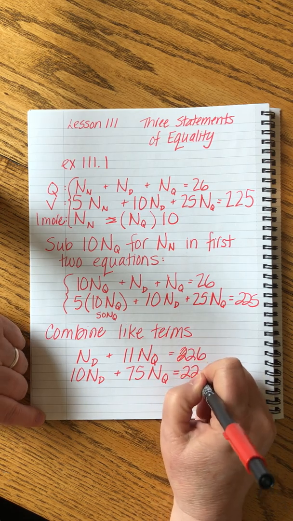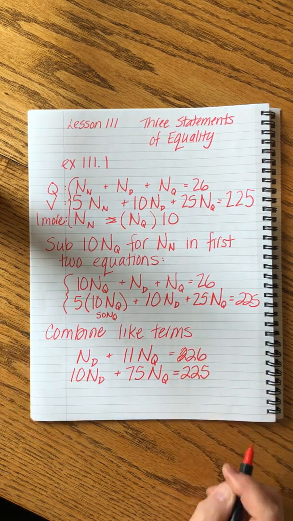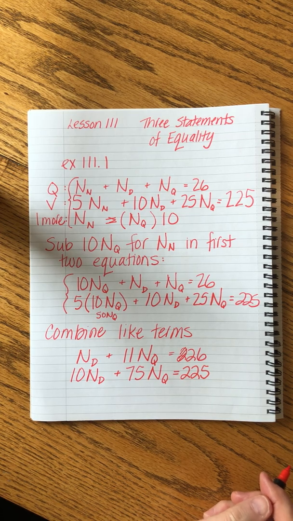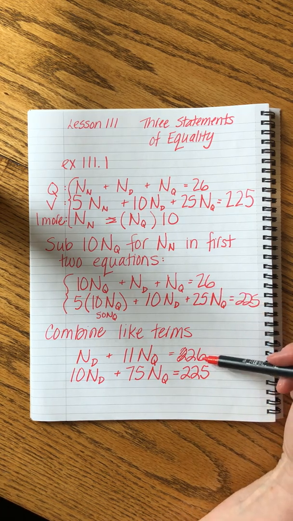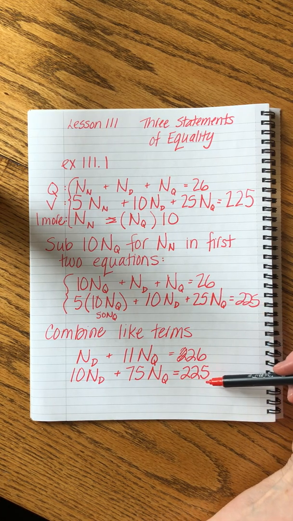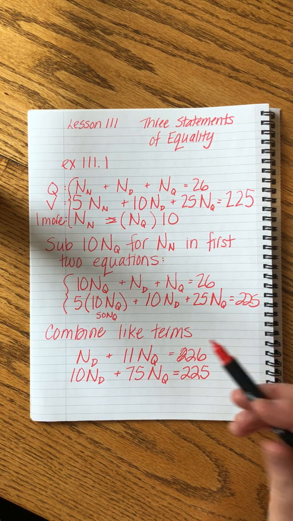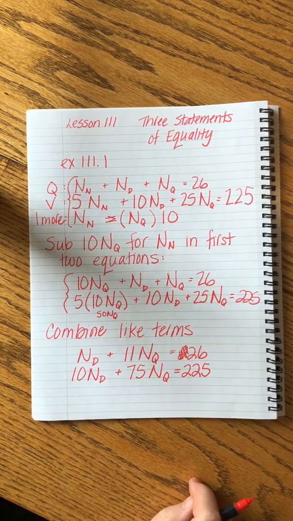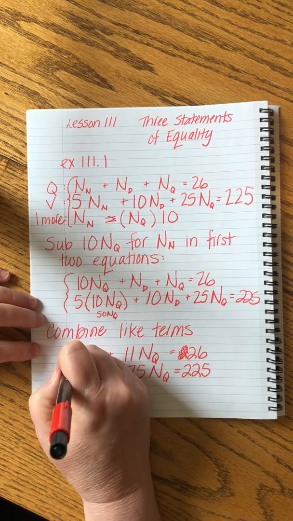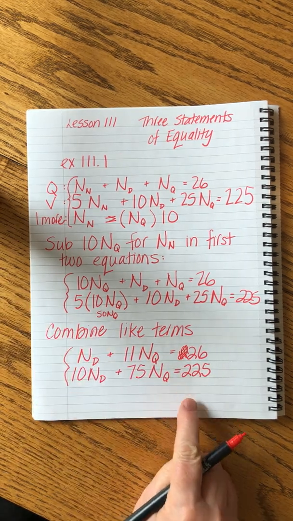This is 225. I'm double checking the number. Since I messed that up, I'm double checking. Yes, this is 26 and this is 225. This is 26, this is 225. All right. So, ignore that.